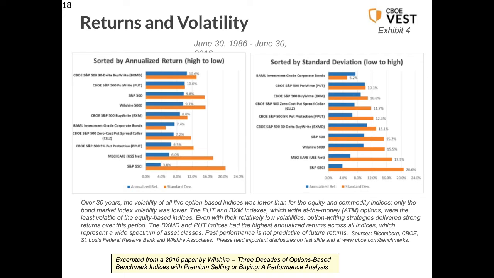On the right chart, you can see that, for example, the BXM, which sells at the money options, is going to have lower risk. It will have a beta significantly less than 1. It will be almost like putting up to 50% of your assets in fixed income or cash, and so you would expect it to have lower risk. And also, the put protection and the put spread collar strategies are reducing downside participation, and so they will be reducing the risk compared to the S&P 500.